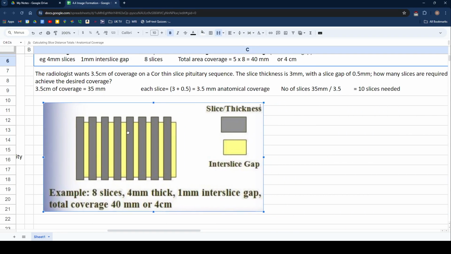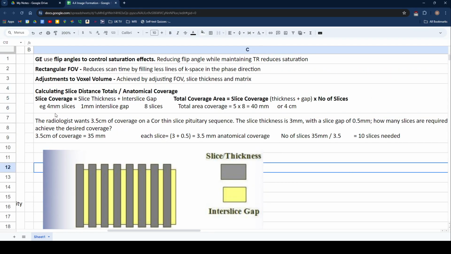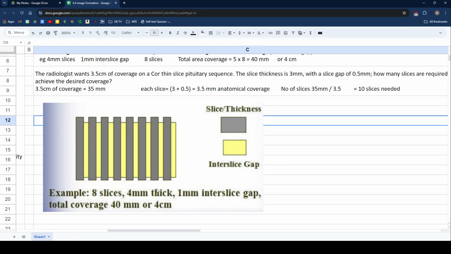So if you look here, 4 mm slices, 1 mm interslice gap, and there are 8 slices. So the total coverage is 4 plus 1 to give 5, times 8 slices, is 40 millimeters or 4 centimeters. Now the radiologist wants 3.5 centimeters of coverage on a coronal thin slice pituitary.